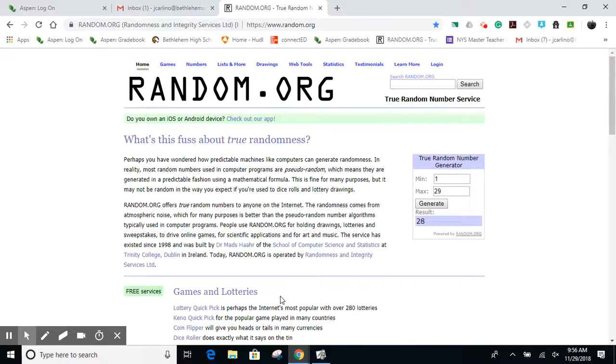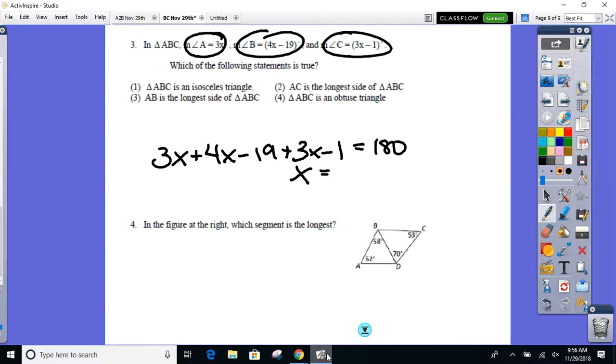When you're ready, I just need the value of x. Number 26, value of x, 20. Nice job. All right, everyone take 20, plug it back in now. Take 20 and plug it back in.